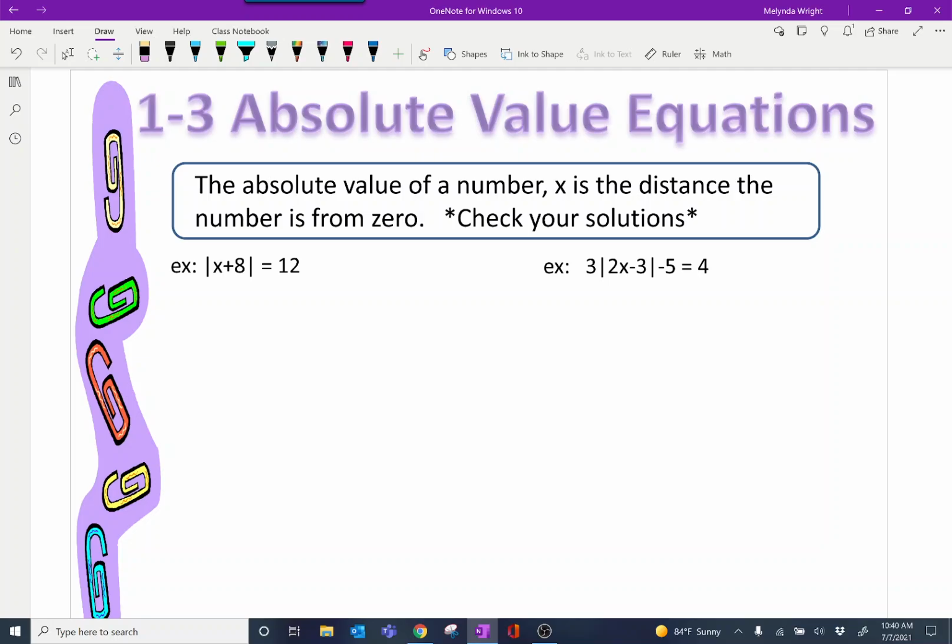All right, let's take a look at today's lesson. We're going to review absolute value equations. So the absolute value of a number x is basically referring to the distance the number is from 0.